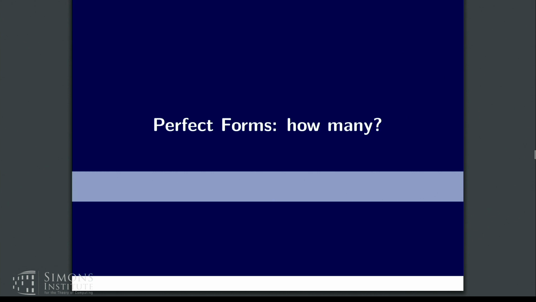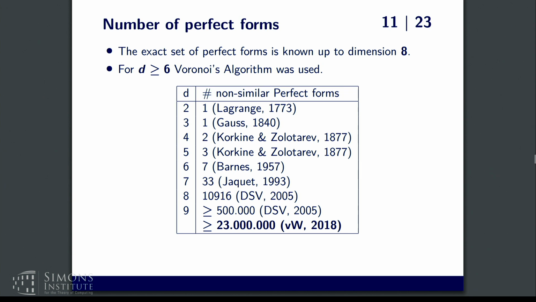Okay, so now a nice question would be how many of these perfect forms, or how many of these non-similar vertices, do we have? If you start running this algorithm, and you want to have any sense of how complex it is, at least you would want to know how many of these things you have to enumerate. So what do we know?